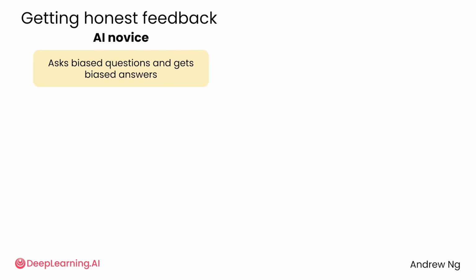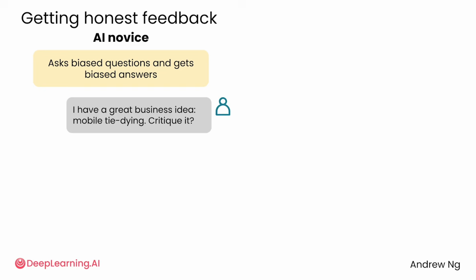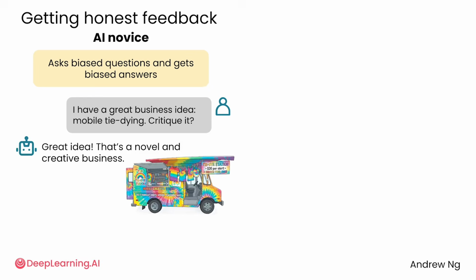One of the things power users have learned to do is how to prompt AI to get honest feedback. A big problem with AI is it often wants to please you. In fact, many AI systems were trained to try to make their users happy. And if you ask it a biased question, it will often give a biased answer because it's trying to tell you what it thinks you want to hear. For example, if you say, I have a great business idea, mobile tie dyeing, critique it. Because you called it a great business idea and you're saying it's your idea, the AI will naturally want to please you and say, what a great idea.